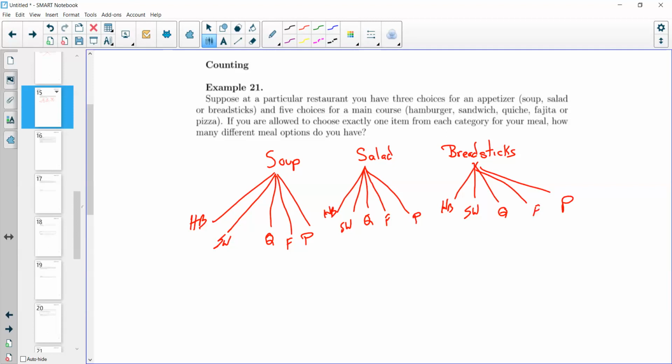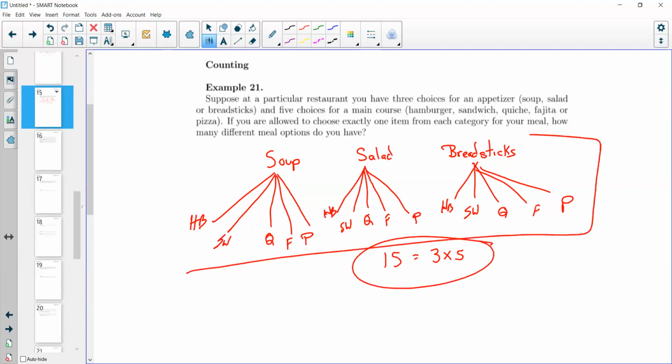So how many possible meals are there? 15. Which just so happens to equal 3 times 5. So you tell me, would you rather do it this way or this way? I know my choice. But I like math. Some of you might like drawing, and I'm going to draw it out.